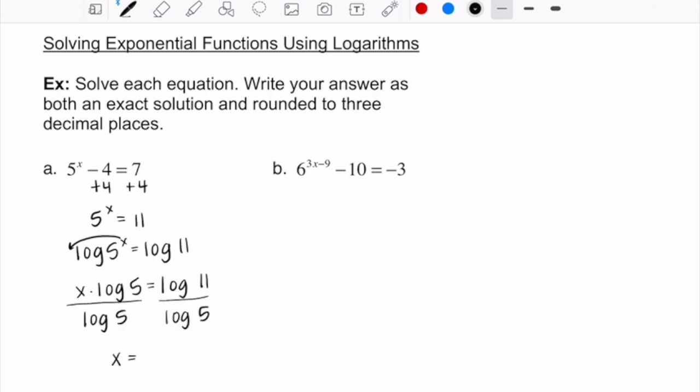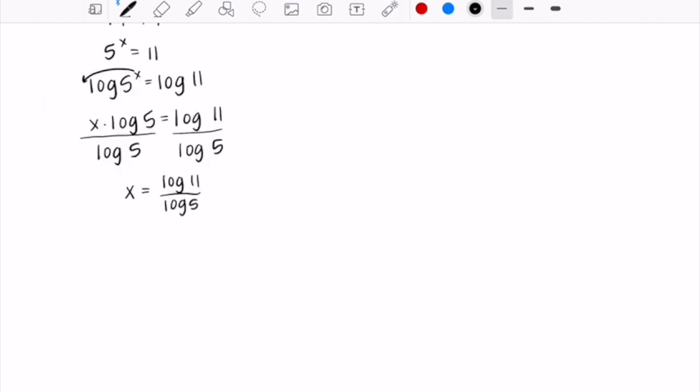The question wants me to write my answer as both an exact solution and rounded to 3 decimal places. And so here my exact solution would be log 11 divided by log 5, and then typing that into a calculator and rounding it to 3 decimal places, I'm going to get 1.490. So these would be the two ways of writing the solution to this first equation.